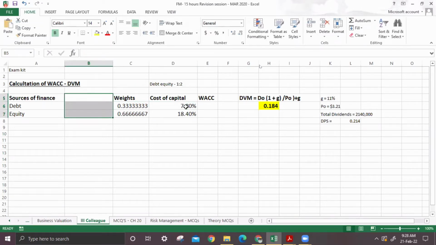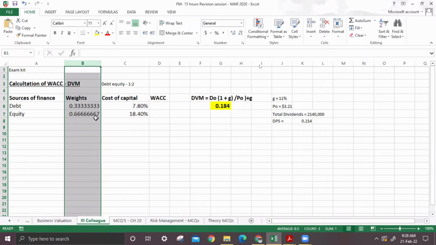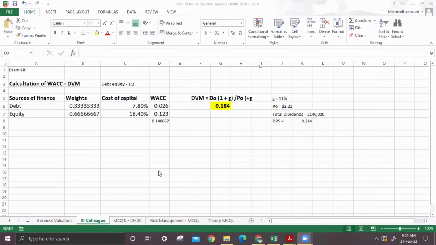So I'll just delete this column because it's irrelevant for us, because usually we make use of this column only to calculate our weights. So weights are already given to us in the question. So can I say it is weight into their respective cost of capital, and then I just take the sum of. Did everyone get this as the answer? Yes, Ashwina, that's the right answer.